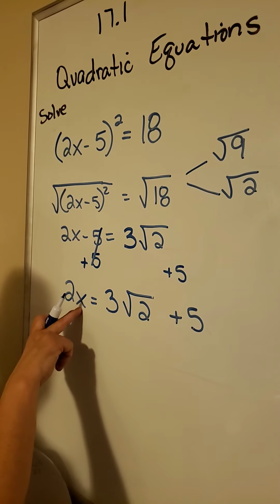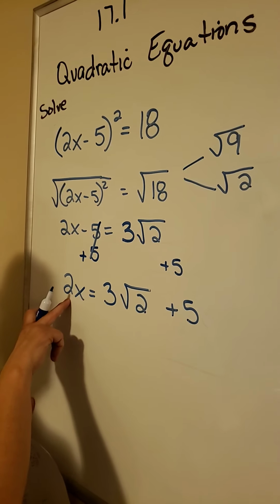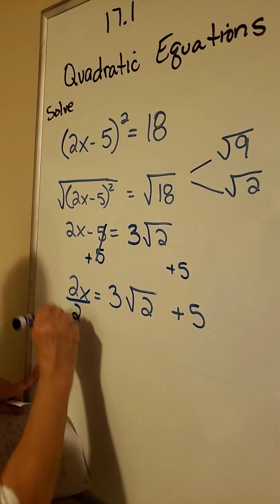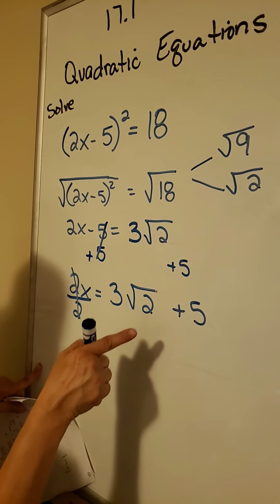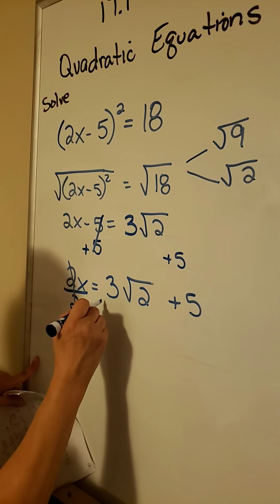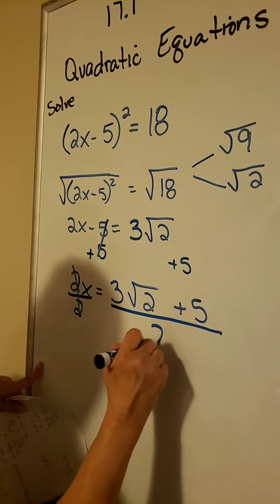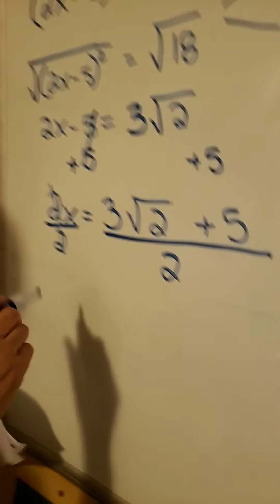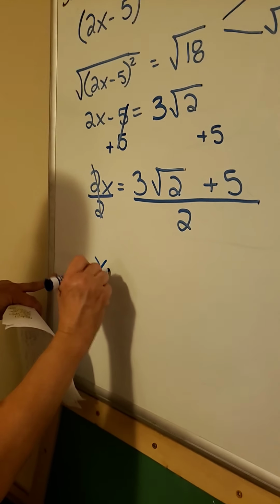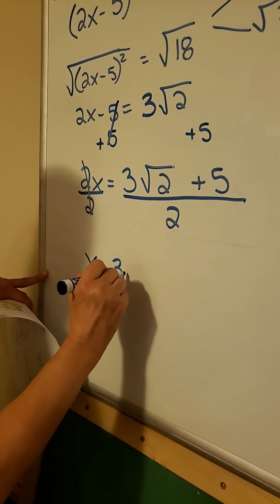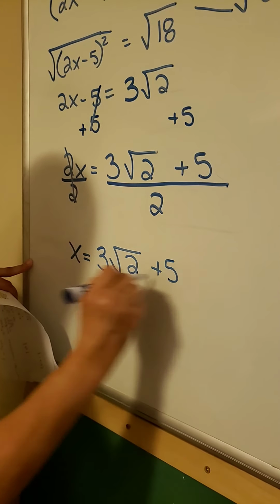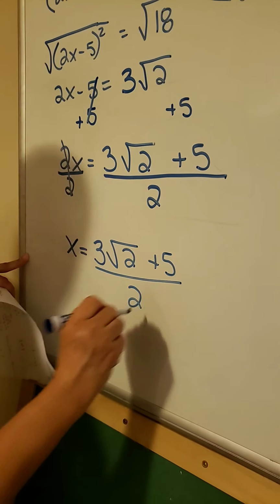Now remember, I'm solving for my x. It still has a 2. How do I get rid of the 2? I have to divide by 2. Simple enough right there. What about that? Who gets divided by 2? Everybody gets divided by 2. So that's going to cancel over there, leaving me with x equals 3 square root 2 plus 5 over 2.